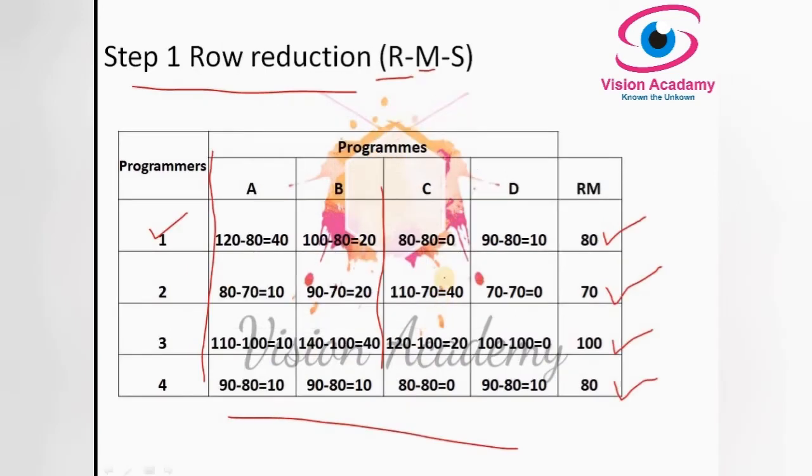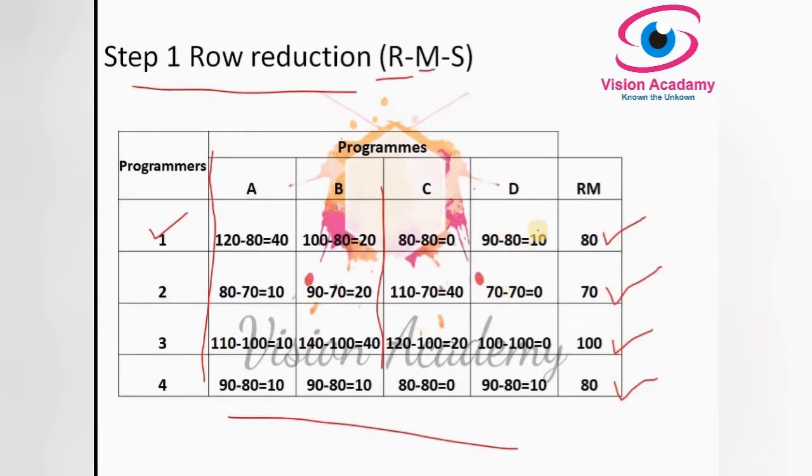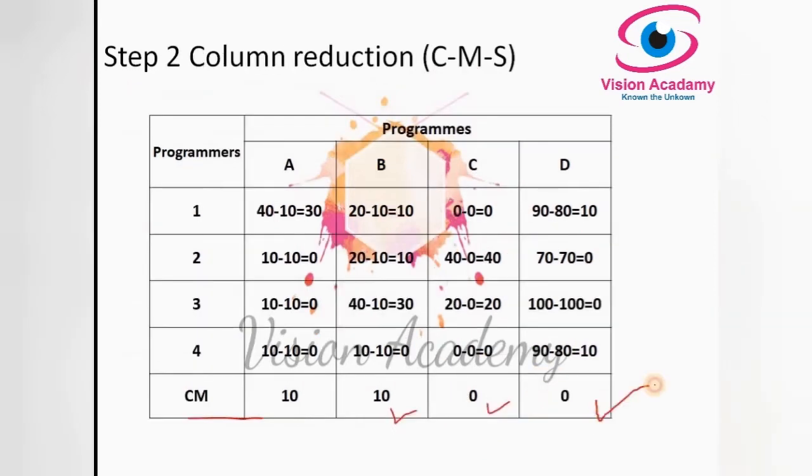And in the third column, 0, 40, 20, 0. So the column minimum is 0. And in the fourth column, 10, 0, 0, 10. So it is also 0. So we identified the column minimum first. After identifying the column minimum, subtract it from the other values.